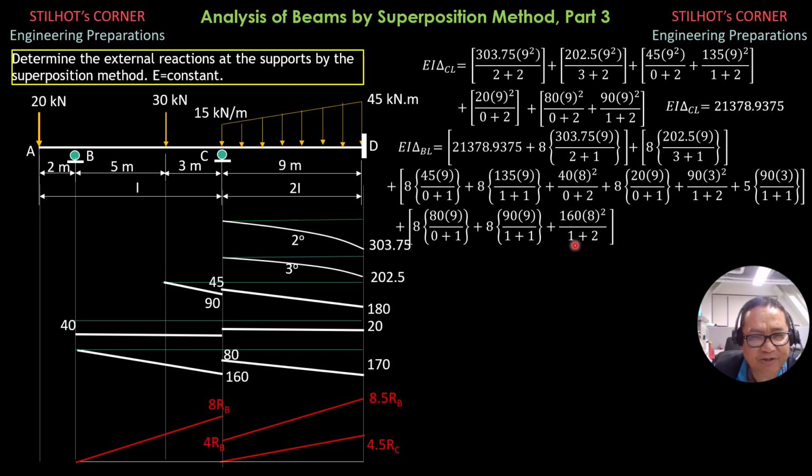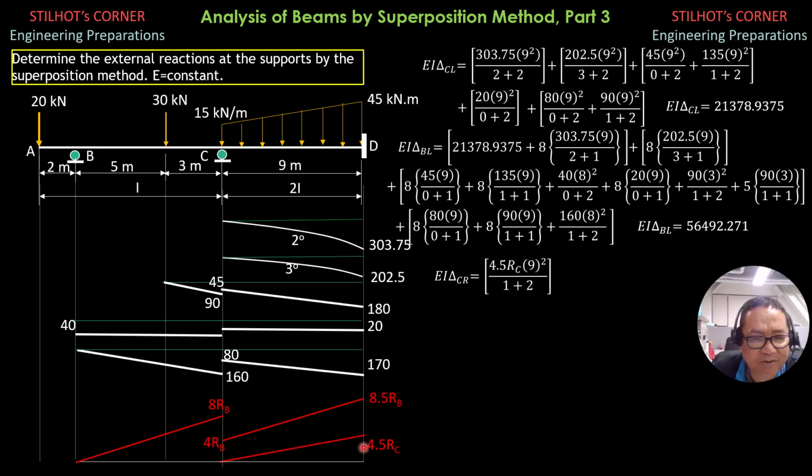This is deflection. Combining, the EI delta B due to the load is 56,492.271. Then for the reaction, this is the moment diagram by parts for the reaction. So at C rather, EI delta C due to reaction is moment 4.5 RC length 9 square divided by first degree plus 2. So moment 4.5 RC length 9 square over first degree plus 2.